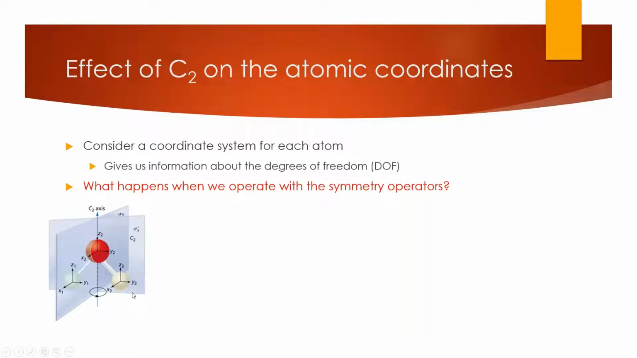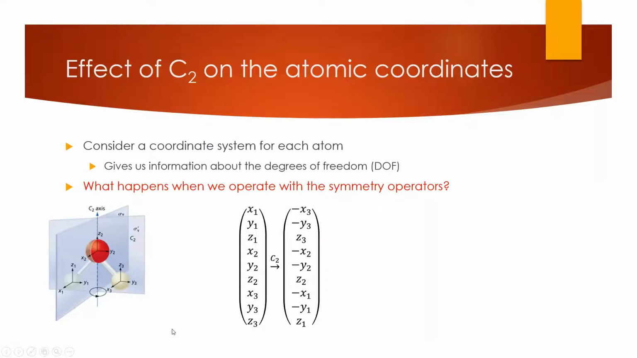So we're going to do the exact same thing that we've done before. We're going to take a vector. In this case, it's a 9-dimensional vector with each of these coordinate systems and say, what happens to this vector when we do a C2 transformation? And what we find is that, like we just talked about, our vector x1, y1, z1, x2, y2, z2, x3, y3, z3 becomes a new vector: minus x3, minus y3, z3, minus x2, minus y2, z2, minus x1, minus y1, z1.